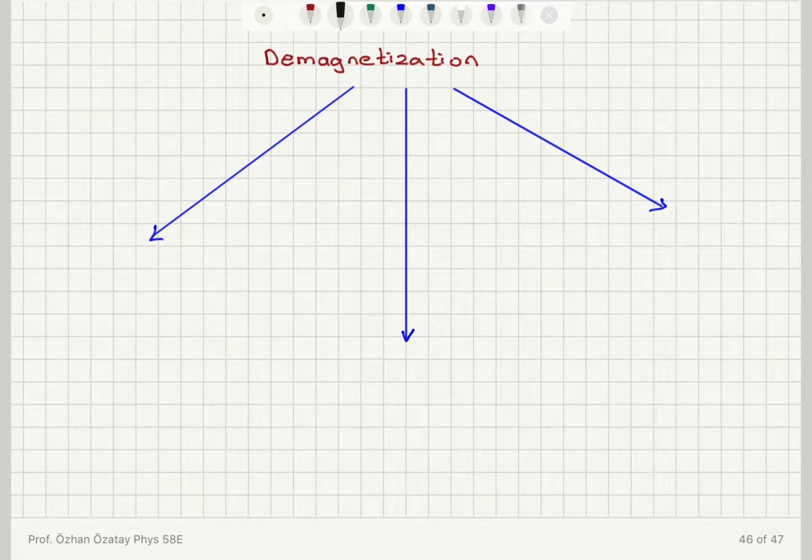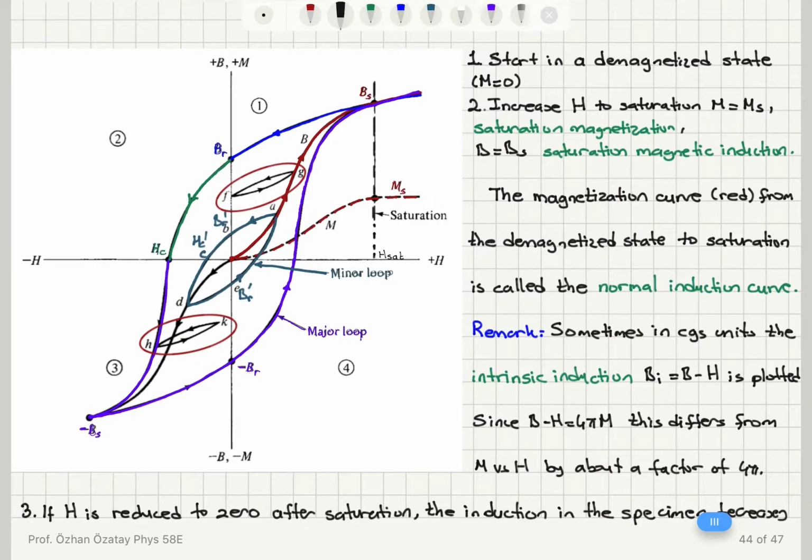The first technique is called AC demagnetization, and so basically I'm talking about three well-known techniques. There are other techniques as well. So in the AC demagnetization process, what we do is we basically take advantage of these minor loops.